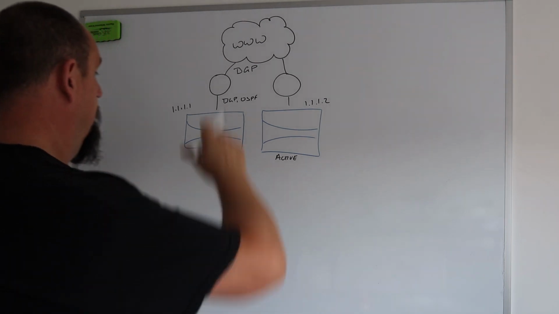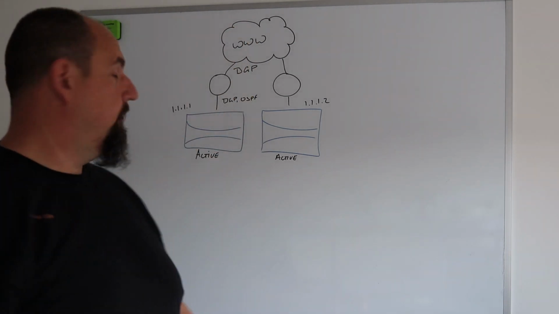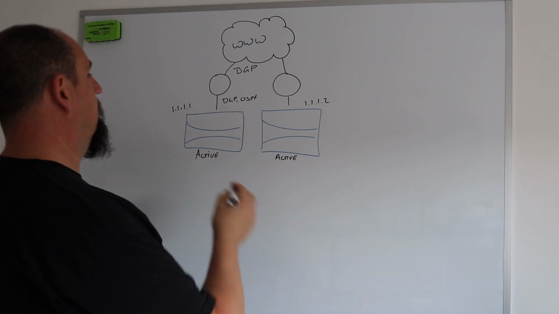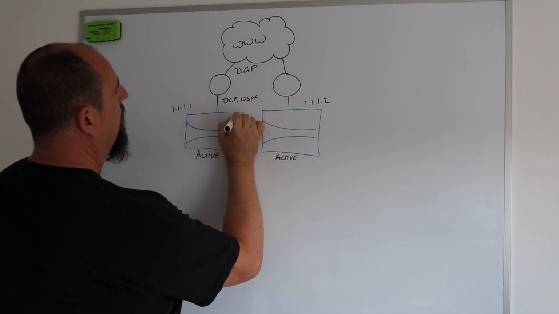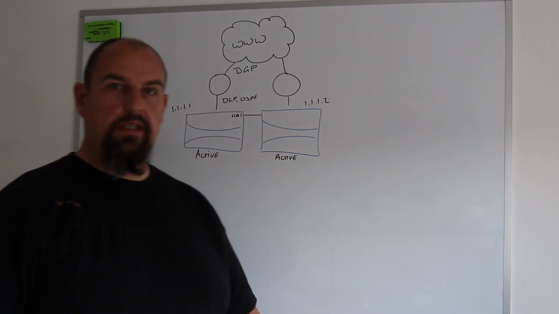And so now we have our routing going through there, hitting both of these. And of course, in order to configure this, we're going to need three HA links. So we have our HA1, which, as you remember, is our control link.